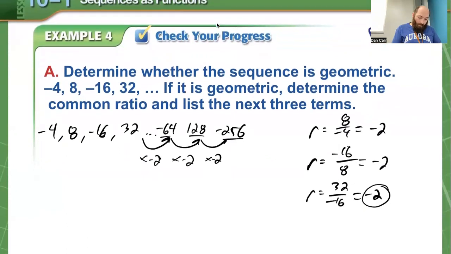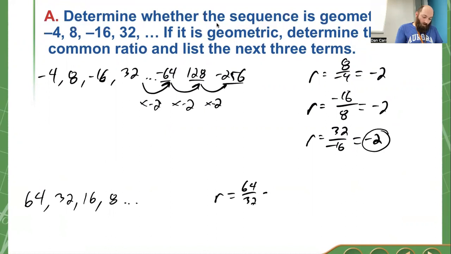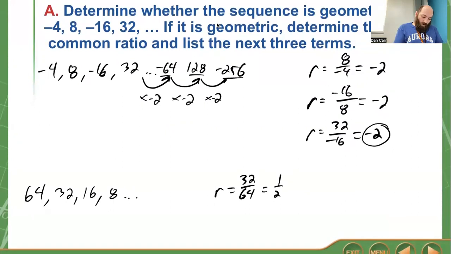One other example, and I just want to do that real fast because it comes up. Let's say I have 64, 32, 16, 8, and so on. If you do your common ratios here, and I do 64 over 32, that is... sorry, no, I did that backwards. 32 over 64. I meant to do consecutive terms. So 32 over 64 is 1/2. If I do 16 over 32, also 1/2. And if I do 8 over 16, that is 1/2.